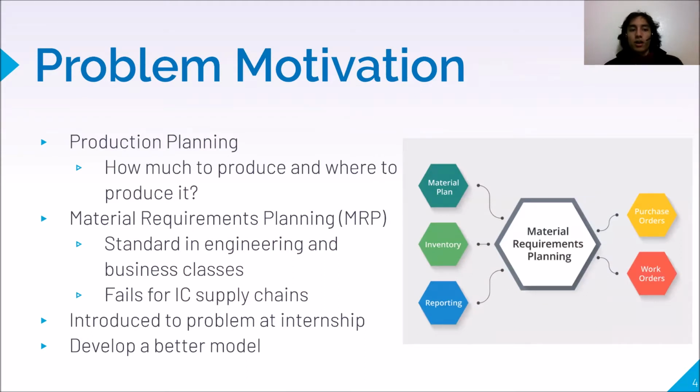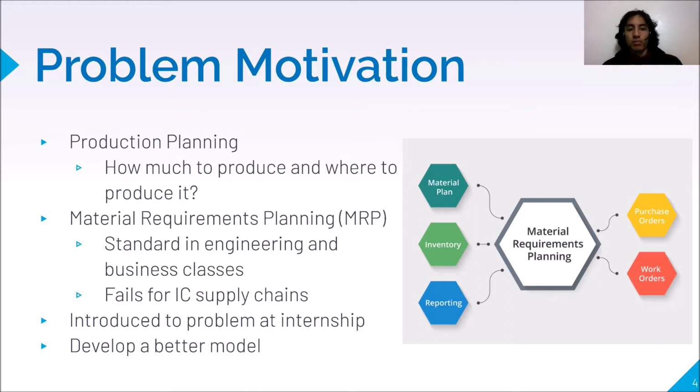Our research focused on production planning, which is deciding how much to produce and where to produce it. The standard technique for this is Material Requirements Planning, or MRP, which is taught as the standard in engineering and business classes. Unfortunately, MRP fails for IC supply chains because MRP doesn't account for yield or binning.